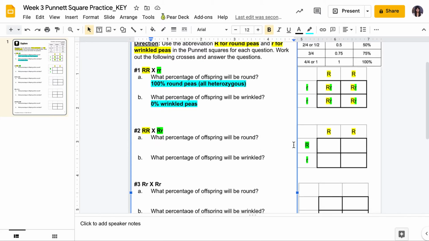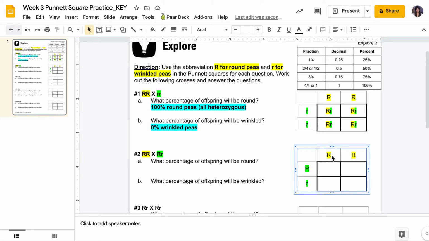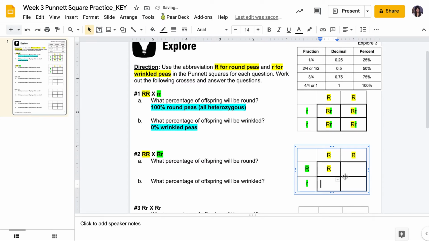Let's try the second scenario. In the second scenario, again, we are given 2 capital R right here, so homozygous dominant. And right here, we have 1 capital R and 1 lowercase r, so they are heterozygous. Let's start right here on the upper left-hand corner. Parent 1 gives 1 allele to the top and the bottom. And right here, they also give 1 allele to the top and 1 to the bottom.